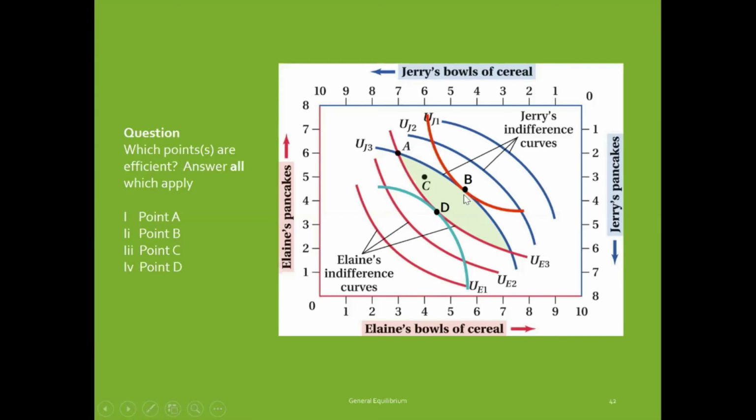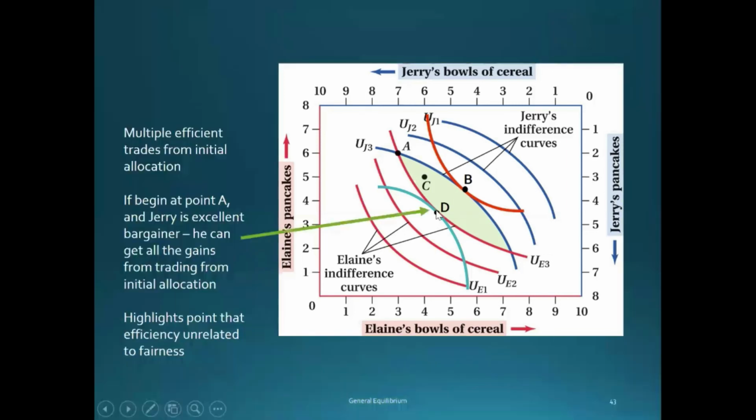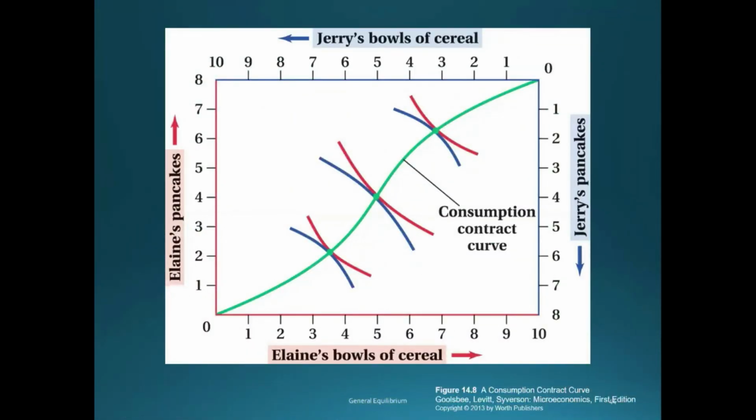Now, what does this show you here? It shows you that both B and D are exchange efficient. We have multiple allocations that are exchange efficient. And in fact, if the goods are infinitely divisible, then there's an infinite number of allocations that are exchange efficient. Some of the points on what's called the consumption contract curve, which connects all the efficient allocations, involve Elaine having very little of both goods and Jerry having a lot of both goods. Other points involve Elaine having a lot of both goods and Jerry having very little of both goods. Some points are more evenly distributed.